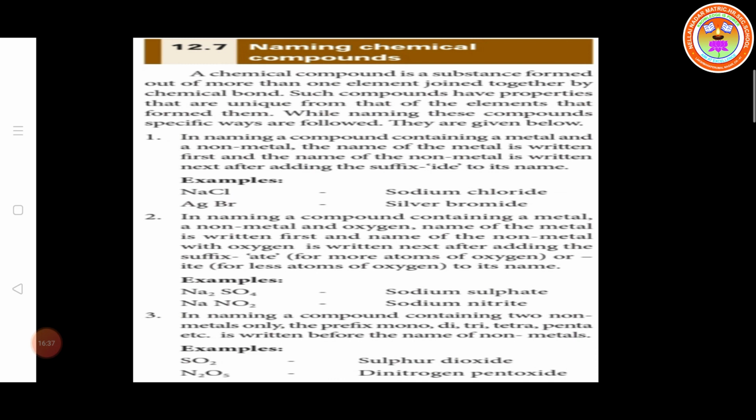Here N2O5. Both are non-metals. First you write nitrogen. 2 nitrogen present means dinitrogen. Then 5 oxygen present means penta. So pentoxide: dinitrogen pentoxide.